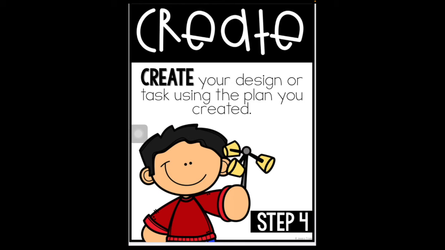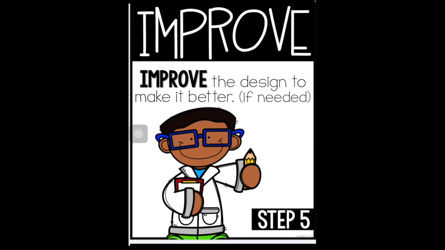Step 4 is the fun part. Create. Create your design or task using the plan that you created, looking off at that sketch. And step 5 is improve. Improve the design to make it better. It says if needed. This is where we test it out and then fix it and make it better if it's not the way that we want it. And those are all the steps of the engineering design process.